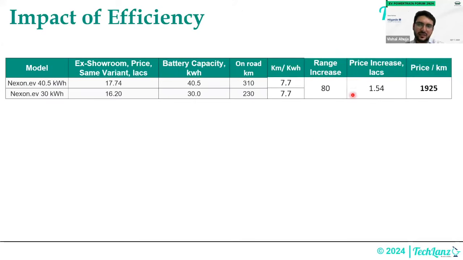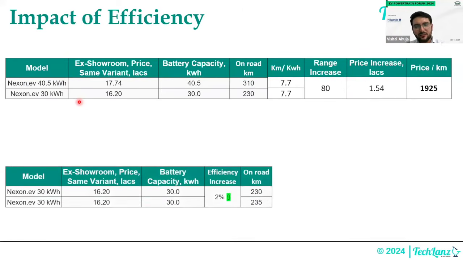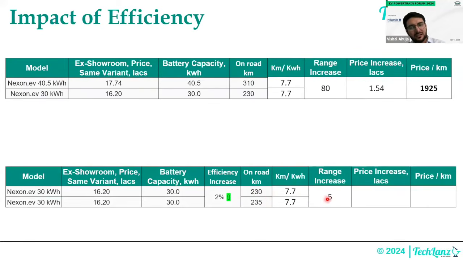Now let's consider this scenario, where I've taken the example of Nexon EV. What if you increase the system efficiency of motor, controller and gearbox just by 2%, just by 2%, right? If you perform simulations, you'll understand that if you increase the cycle efficiency just by 2%, the range goes up by 5 kilometers. You can do this by simulations yourself also, right? By this method, the range increase happened by 5 kilometers.